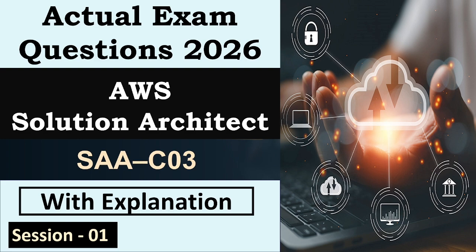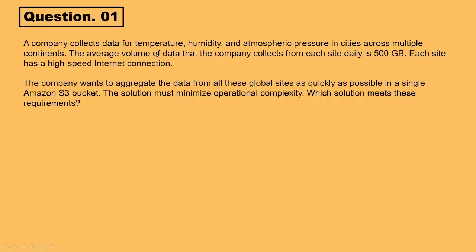So let's start this video with the first question of the series. A company collects data for temperature, humidity, and atmospheric pressure in cities across multiple continents. The average volume of data that the company collects from each site daily is 500 GB. Each site has a high-speed internet connection. The company wants to aggregate the data from all these global sites as quickly as possible in a single Amazon S3 bucket. The solution must minimize operational complexity. Which solution meets these requirements?